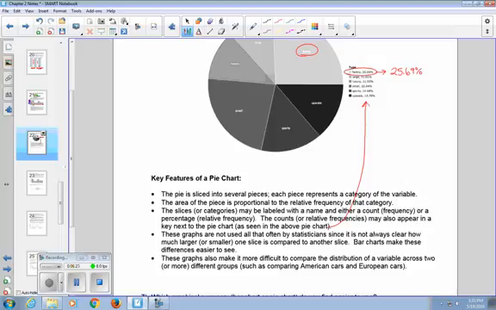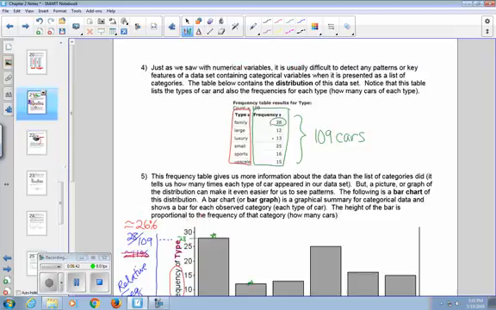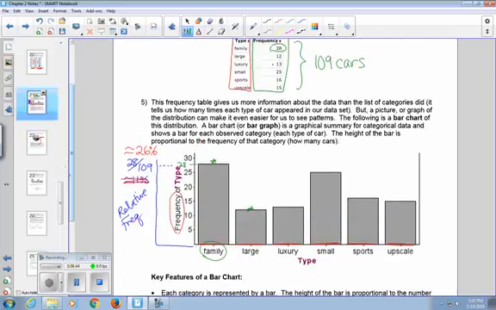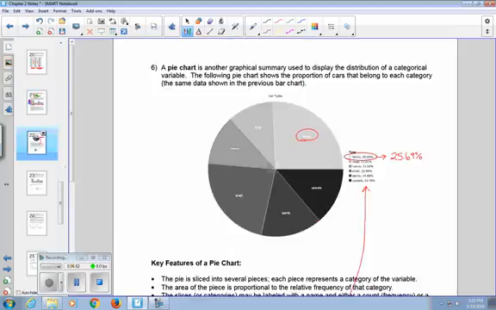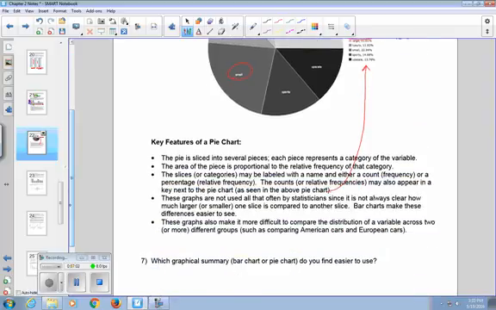These graphs are not used all that often by statisticians, since it's not always clear how much larger or smaller one slice is compared to another slice. Bar charts make these differences easier to see. So for instance, let's go back to the bar chart. Family and small categories have somewhat similar size bars, but we can see that the family bar is taller. Come back to our pie chart, and family and small may not be as easy to tell the difference between their relative sizes. So again, usually a bar chart is preferable.